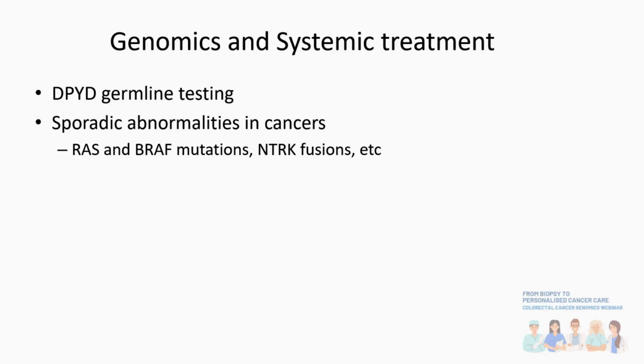And then testing for sporadic abnormalities, so abnormalities which have just occurred within the tumour cells. And the key ones to know about really are RAS mutations and BRAF mutations, which again, I'll go through on some of the following slides.